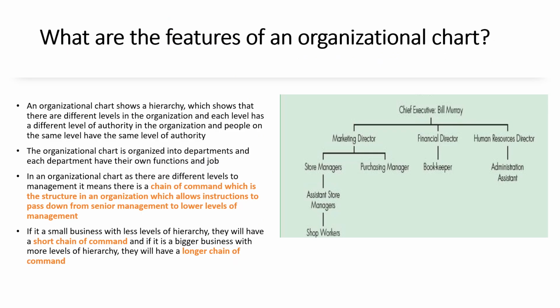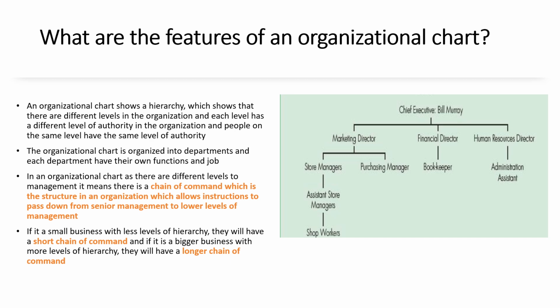So what are the features of an organizational chart? An organizational chart is going to show the hierarchy, which shows that there are different levels in the organization, and each level has a different level of authority, and people on the same level have the same level of authority. The organizational chart is organized into departments, and each department has its own functions and jobs.